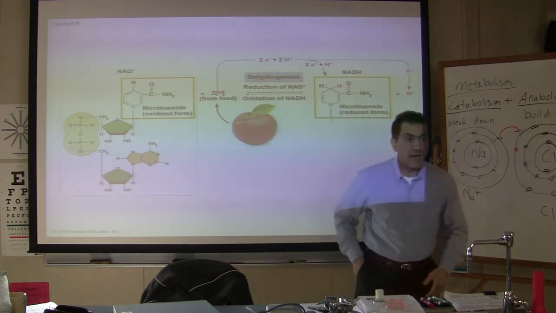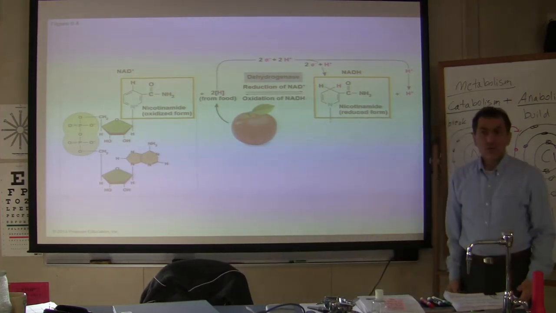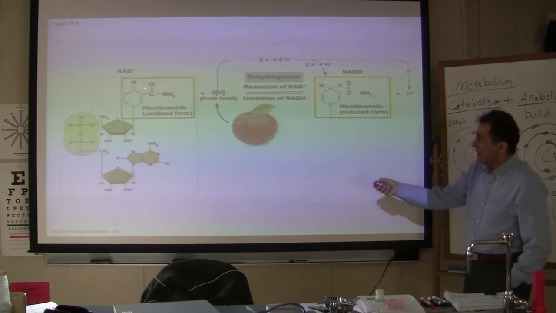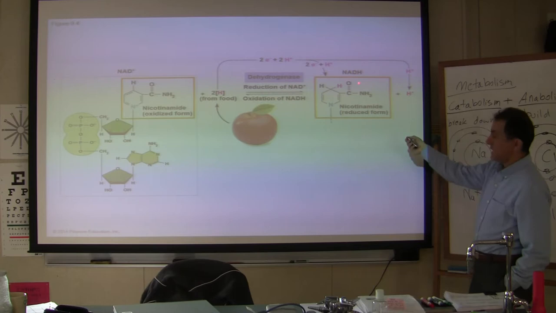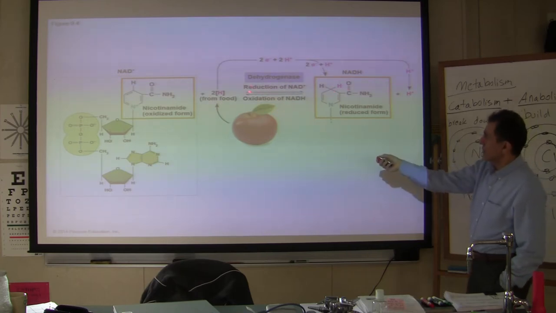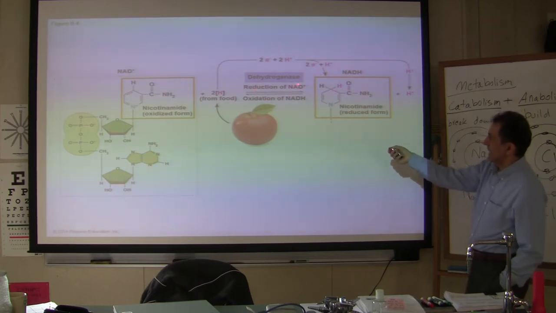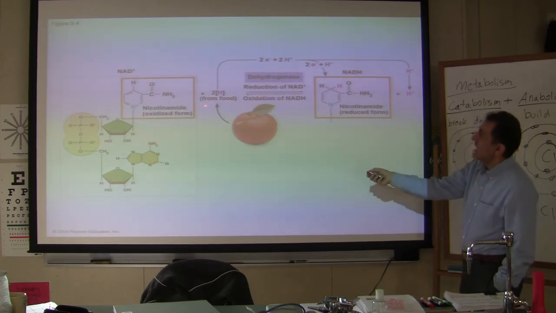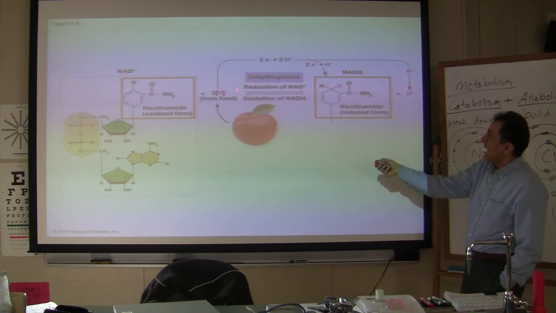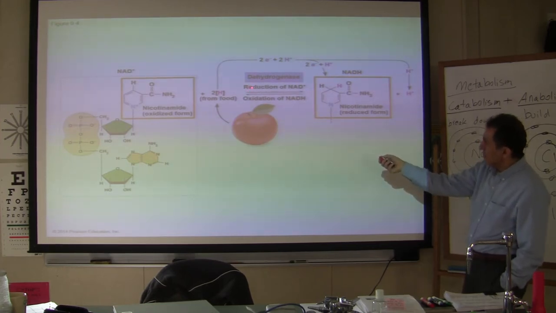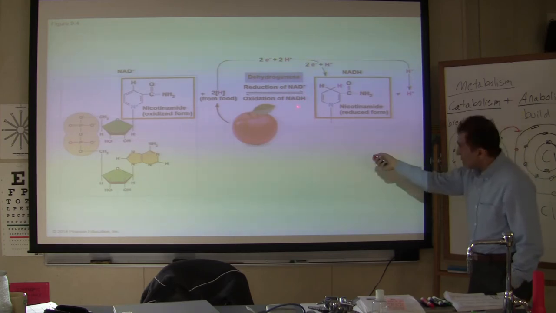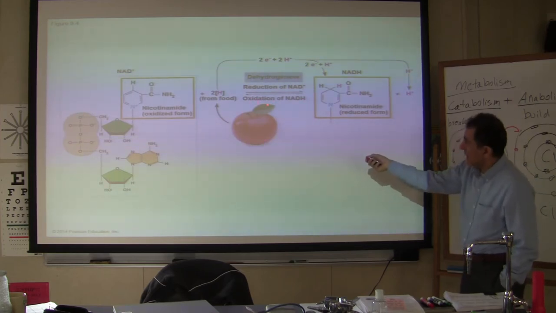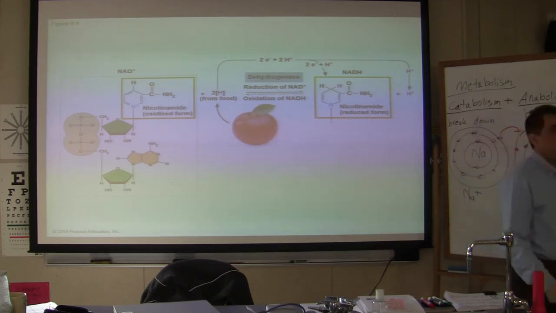So that's what happens. That's all I want you to know. After you eat food, NAD becomes NADH. Of course, it's the reduction of NAD. Dehydrogenase is the name of the enzyme that makes NAD into NADH, the reduction of NAD to NADH, and of course, NADH becomes oxidized, the oxidation of NADH to NAD, and that happens.